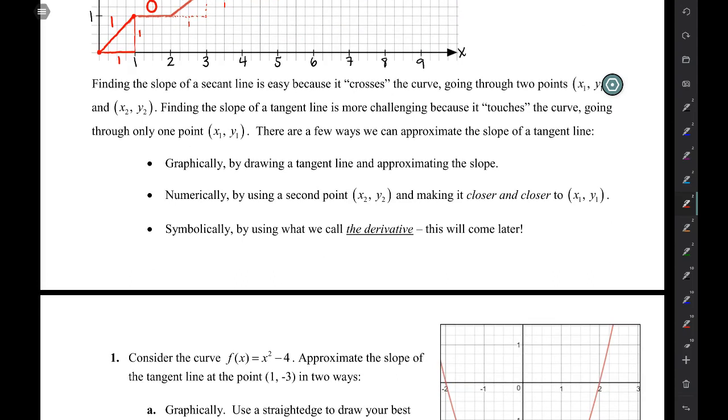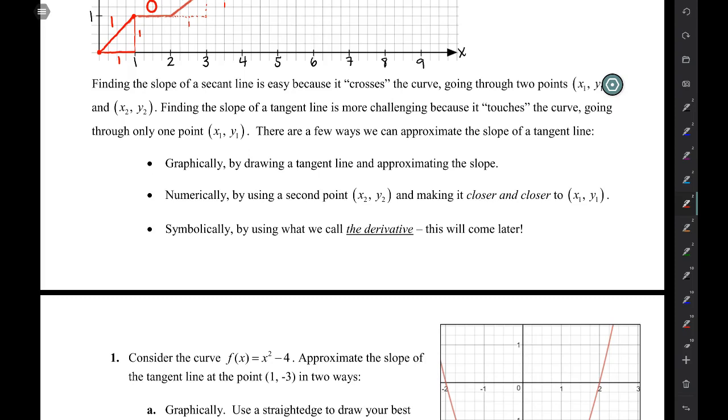find, we can use a second point. Instead of just one point, let's pick some other point that's on the curve, make a secant line, and then try to get those two points as close to each other as possible. That one might not seem super intuitive, but you'll see as we keep going why that's going to be a good approach for us to take.